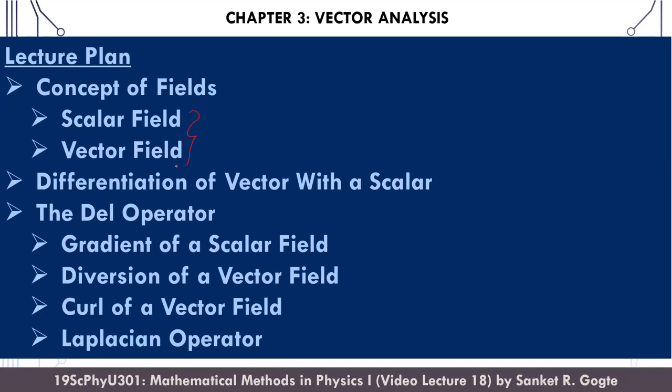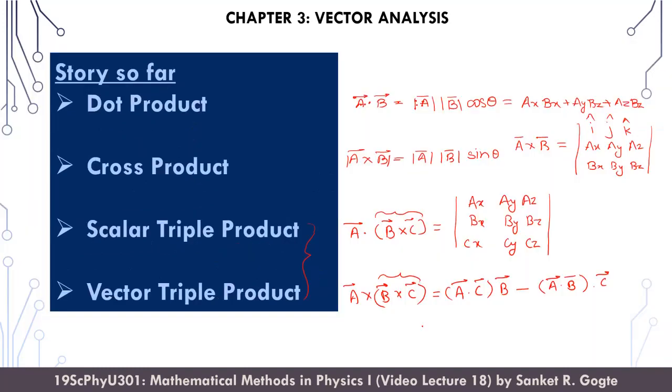In this lecture, we want to discuss the concept of scalar field and vector field. Then we will see what it means to differentiate a vector with respect to a scalar, and then we will define a vector operator called the del operator. It is written like this, or nabla operator. And this vector operator now can be operated onto scalar field, vector field, and since it is a vector, both these types of operations are possible for the del operator.